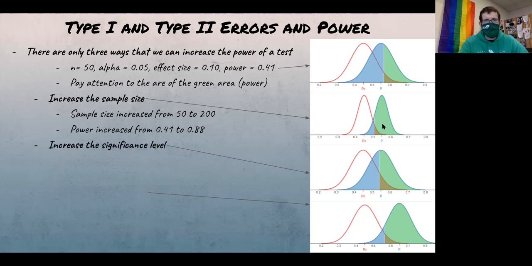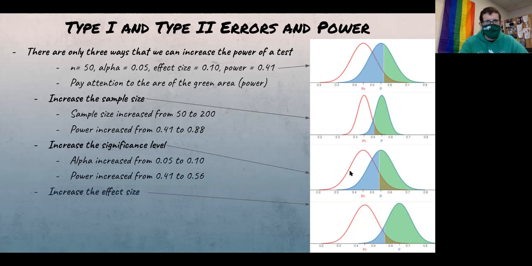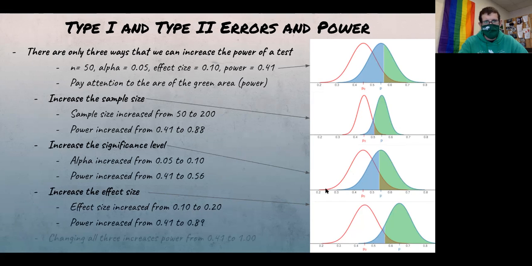We can increase the significance level. In this case, I went back to the original, but then I only changed the significance level from 0.05 to 0.10, and the power increased from 0.41 to 0.56. And then we can increase the effect size. We can't actually change the effect size, but assuming that this can change, if the effect size went from 0.10 to 0.20, the power increased from 0.41 to 0.89. And if I changed all 3, the power increases from 0.41 all the way up to 100% essentially.